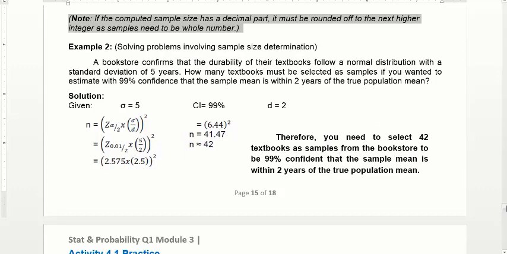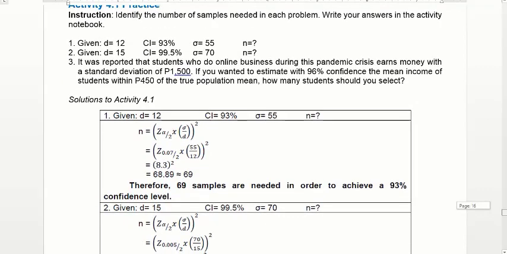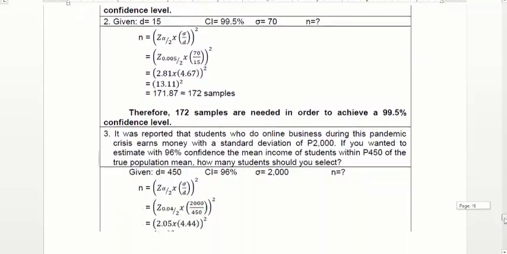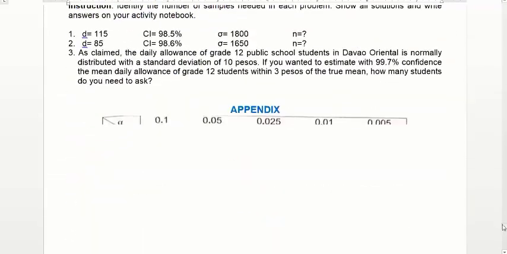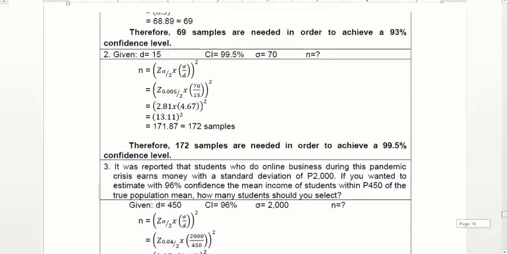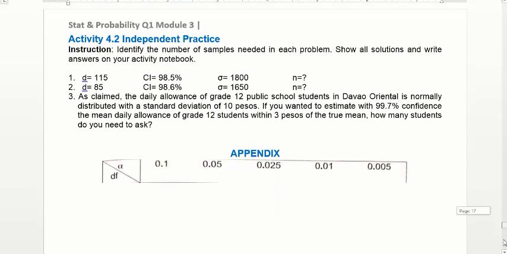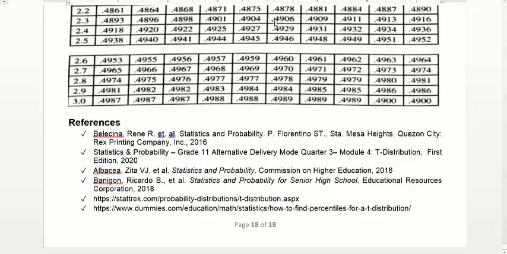Okay? Next. Okay. May practice dyan, guys. But I think you can do it na kasi nga may solution. May solution siya and itong practice na independent practice, it's easier than this one. So it's okay. I think you can do this now. So that's the end of the module. That is the end of the last module for the third quarter.